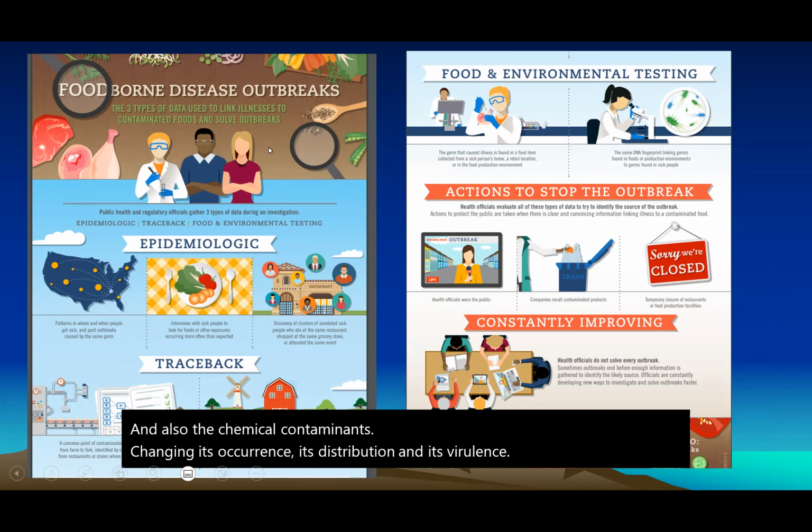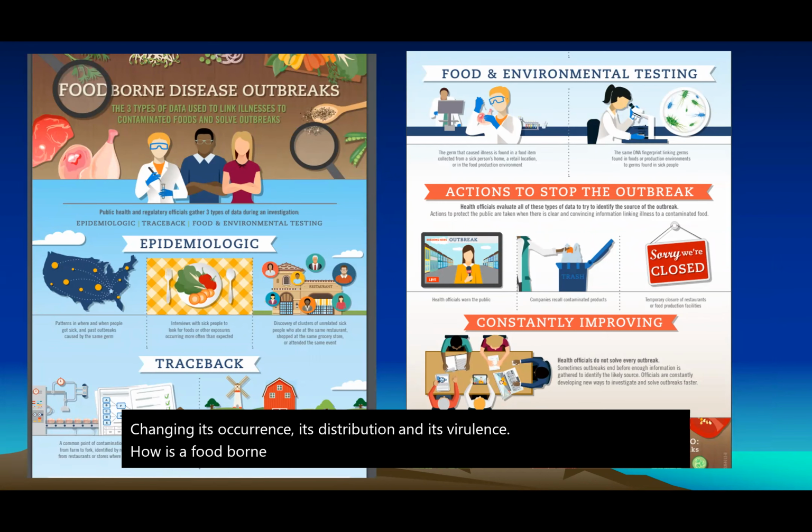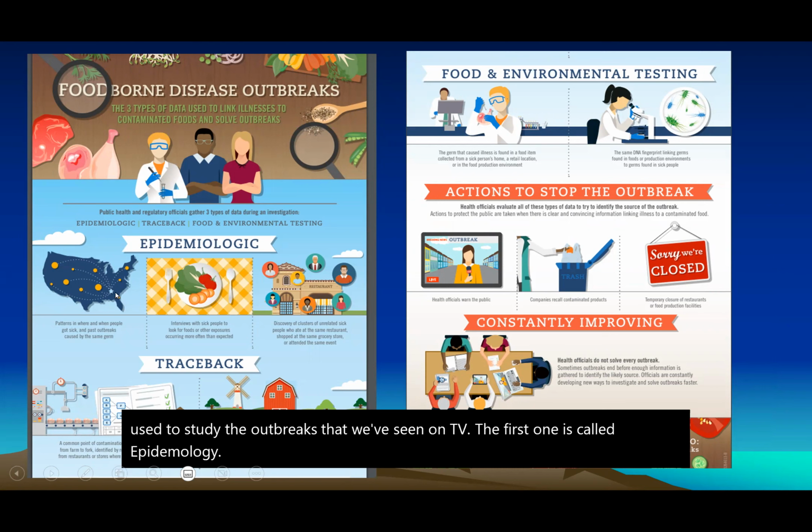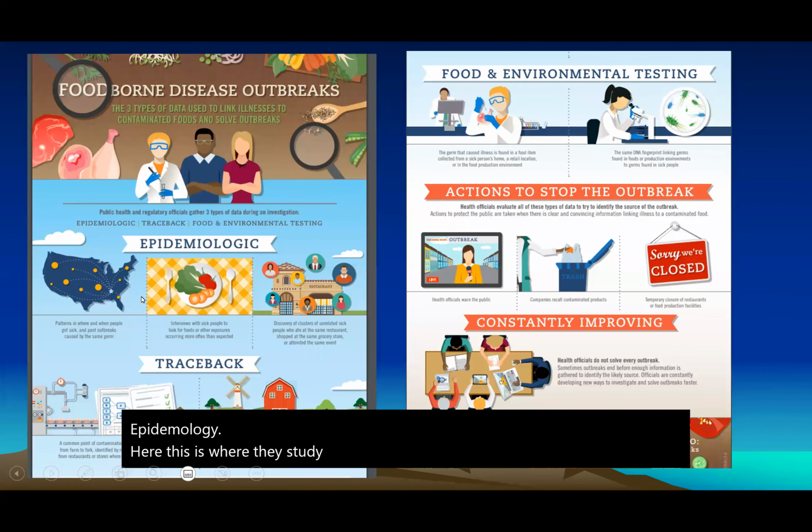How is a food-borne outbreak monitored? There are 3 types of data that are used to study the outbreaks that we've seen on TV. Well, the first one is called epidemiology. Here, this is where they study patterns of how people get sick. And they are like food detectives.